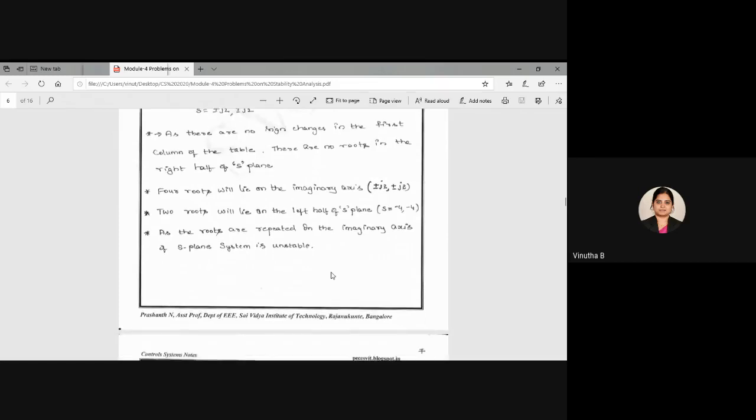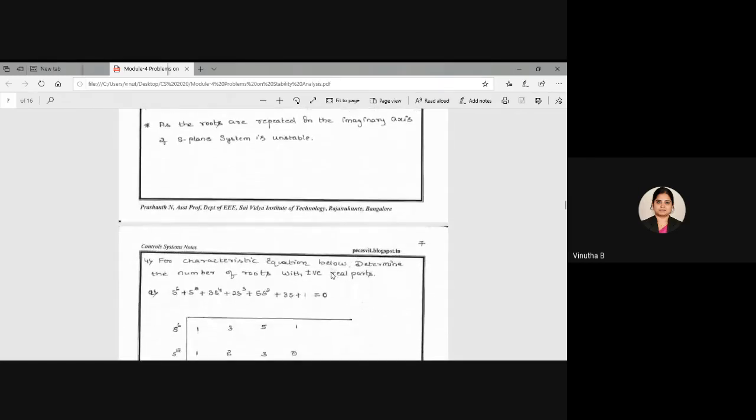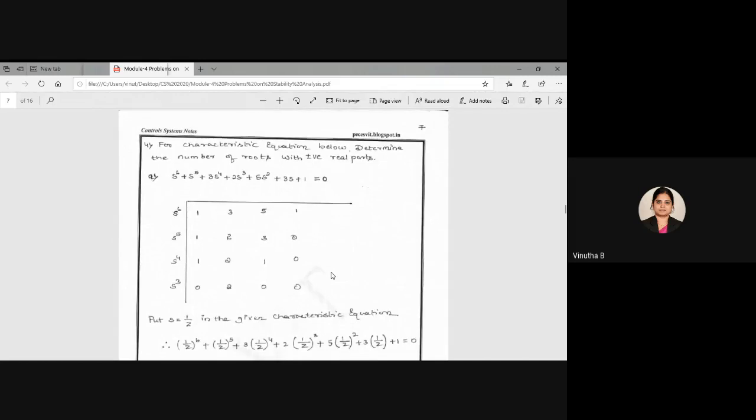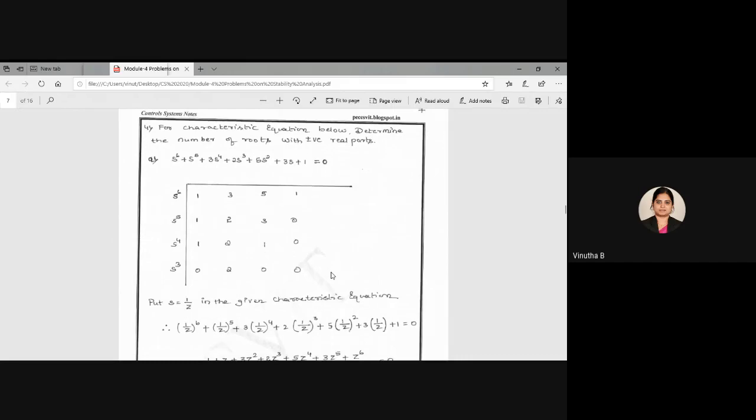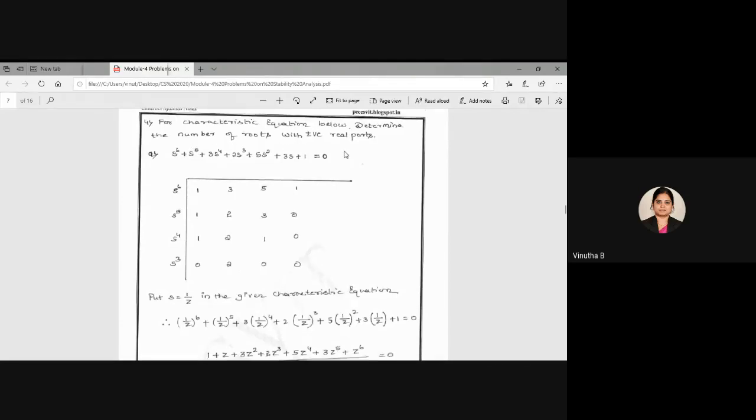So these are some of the important things that you have to remember. There are some problems where you will not be able to expect the end solution just by seeing the characteristic equation. Okay, so that was one of the problems. Similarly, here also they have asked for the characteristic equation below, determine the number of roots with positive real parts. Same way. Here you can see we have just encountered a single zero element. So when we come across such a route array table, we have to use any one of the methods which we have discussed in case one. So they have taken the method where x is replaced by 1 by z.